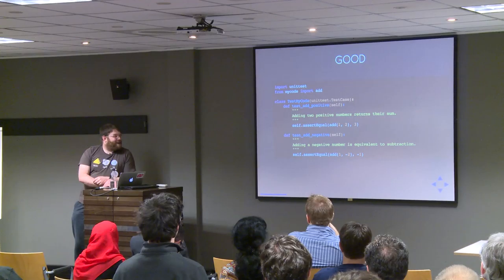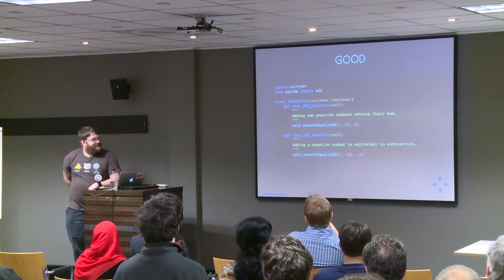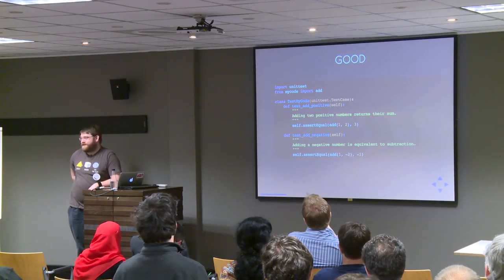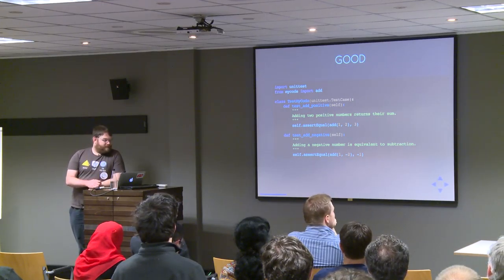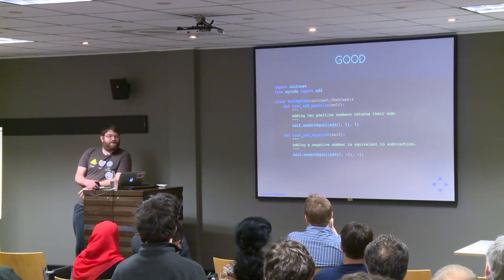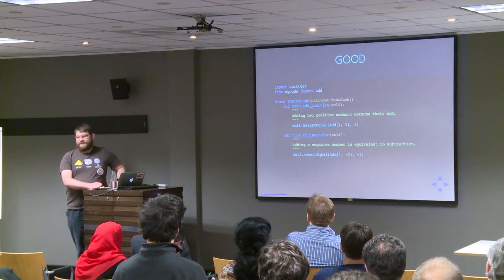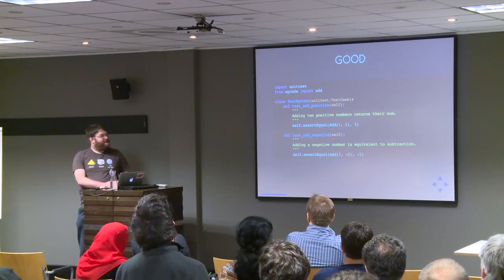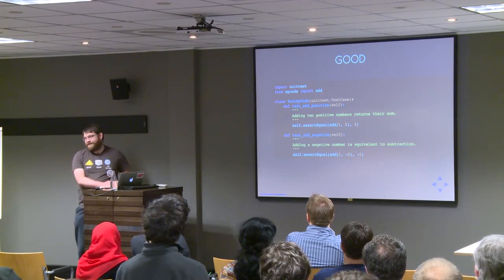This is a much better way to write exactly the same tests. These are the only tests on my slide that are going to have docstrings because slide space is limited. But all your tests should have docstrings. That kind of docstring, adding two positive numbers returns their sum, is probably not the best way of doing things, but it explains what it is you're testing. The purpose of the test is that you're adding two positive numbers and you get their sum, and then adding a negative number is equivalent to subtraction. Again, not a fantastic actual docstring, but it's better than not having anything.